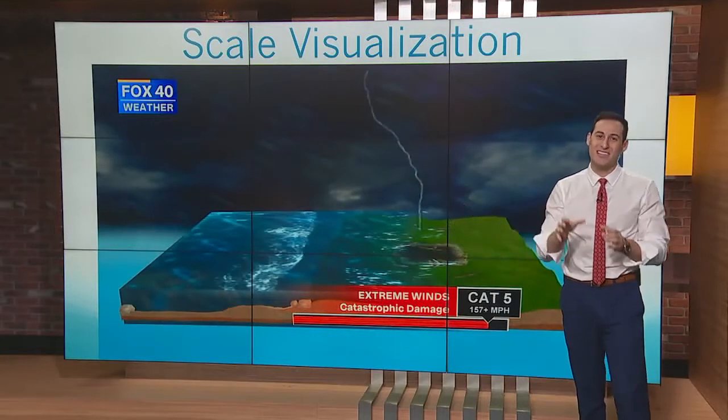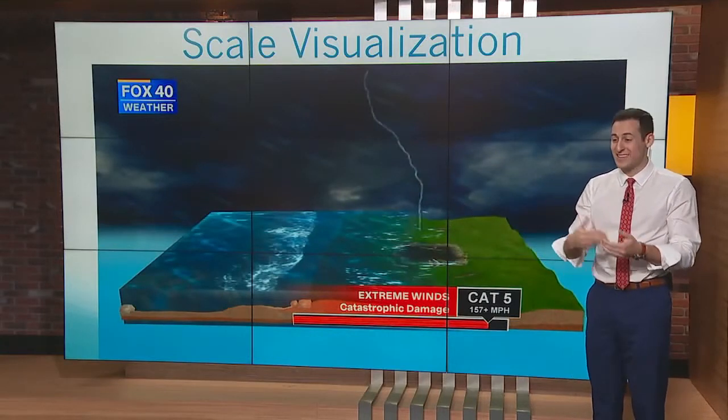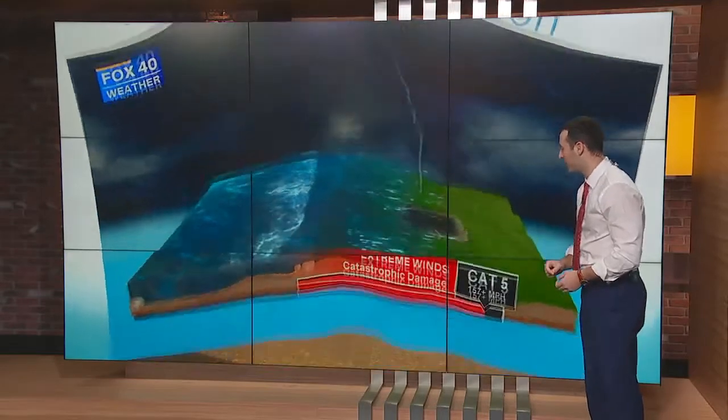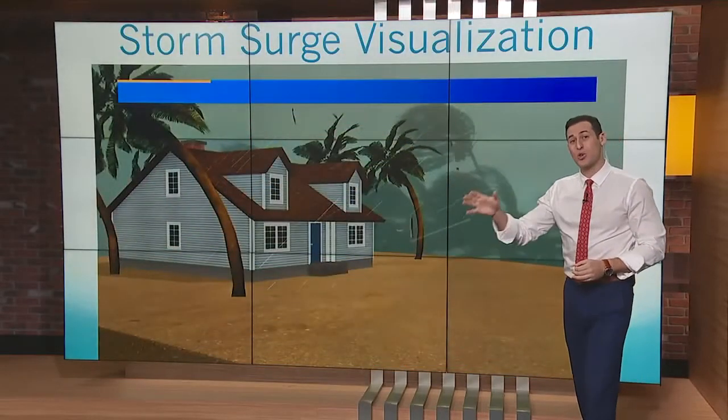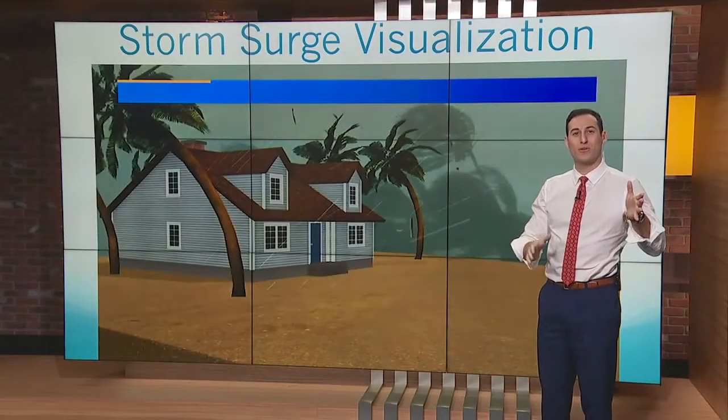blown away. And the damage we call a category 5 hurricane that it creates is catastrophic. That means everything is lost. So that's the wind side. Let's go over the water side.